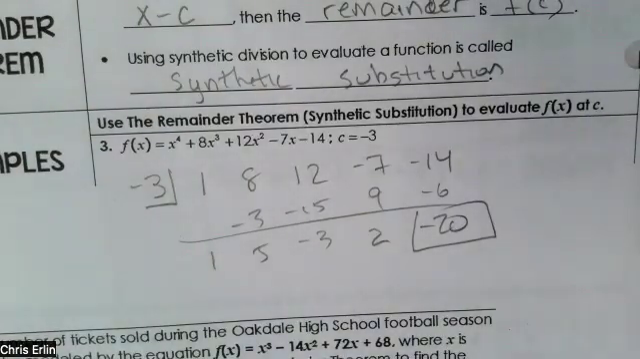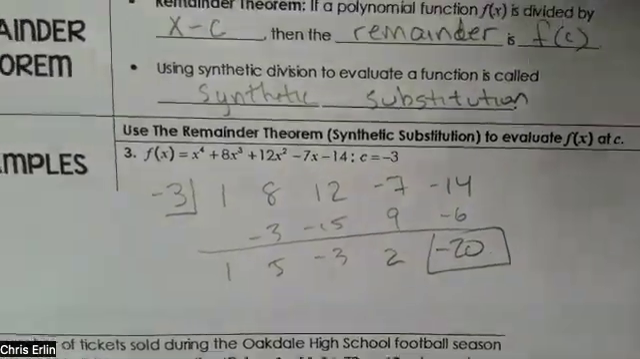What does that tell me? Two things. -3 isn't a 0, an x-intercept, right? X plus 3 is not a factor. And if I did want to find out what this equation was equal to by plugging in -3, the answer is -20. F of -3 is -20. And wasn't that a lot faster than actually putting -3 in and calculating it? Whole lot faster.